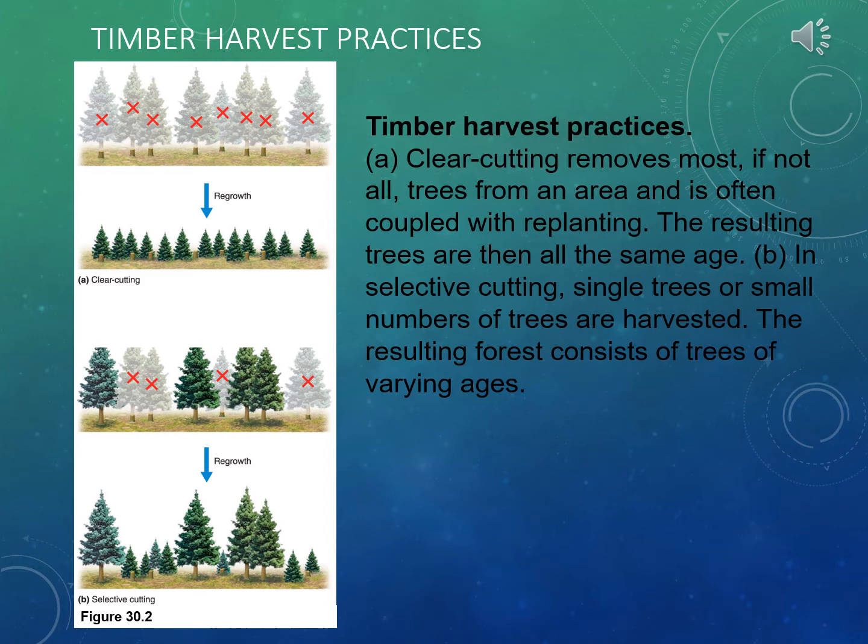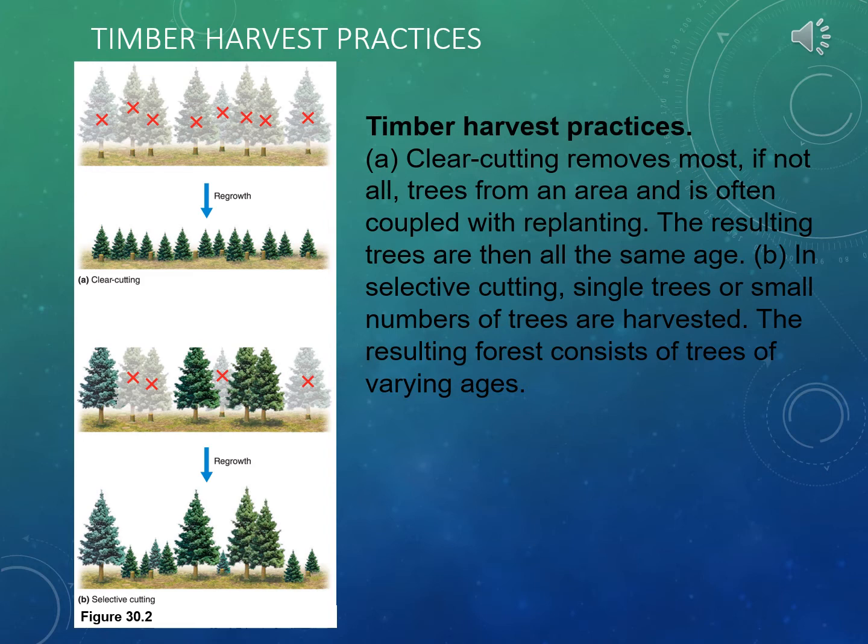The problem with this is you end up getting what's called even age stands, and often they're the same genetic variety of tree, which can cause problems when you have diseases or pests come through that attack a specific species or genetic strain. Clear cutting is the most common, it's the most economically viable, but it's also the most damaging for the ecosystem.